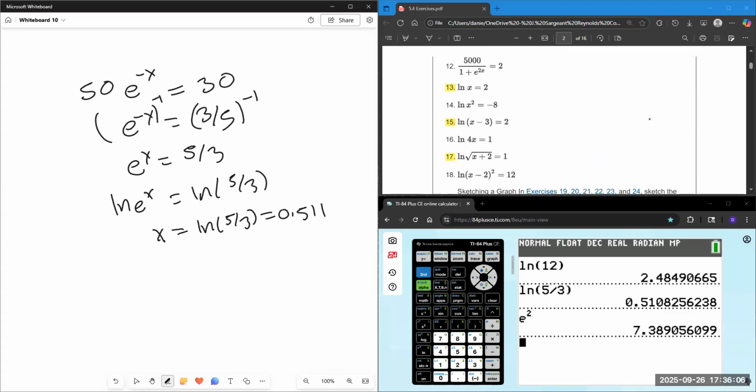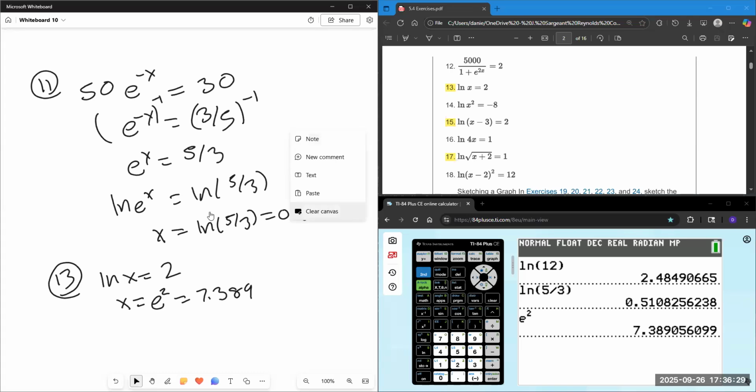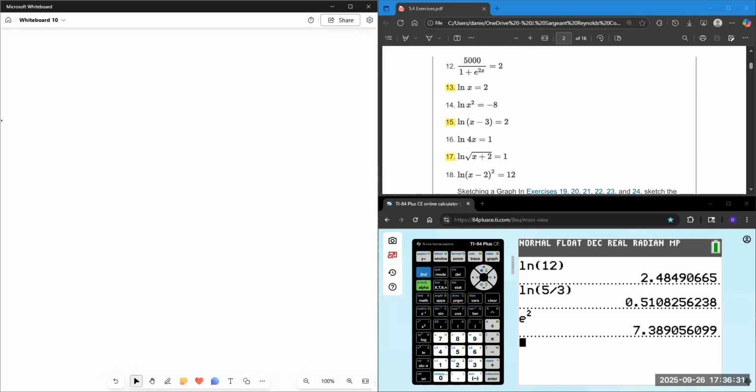Let's look at number 13. ln of x is equal to 2. So x is equal to e to the 2, and that's going to be 7.389. Hang on to that. That's the one that will show up again. 15.